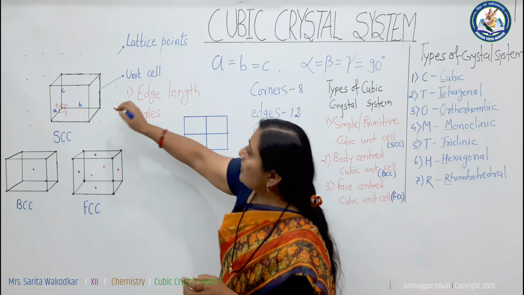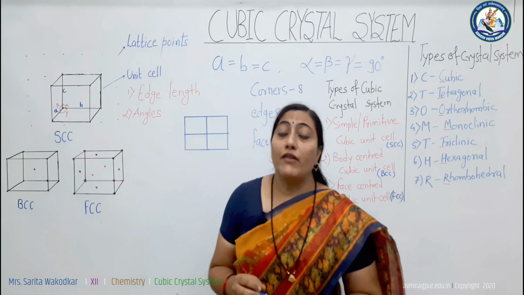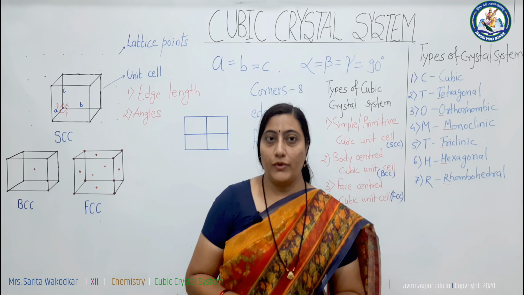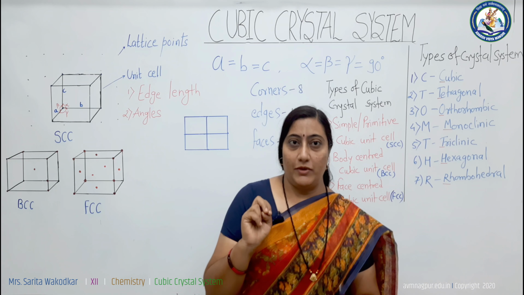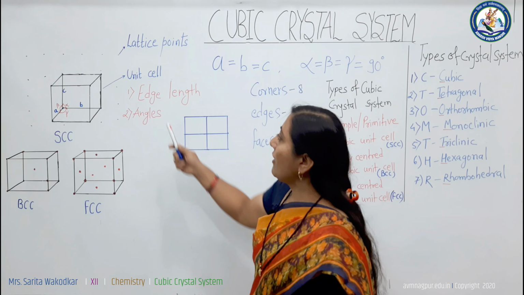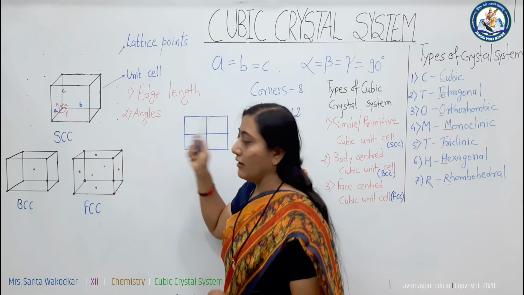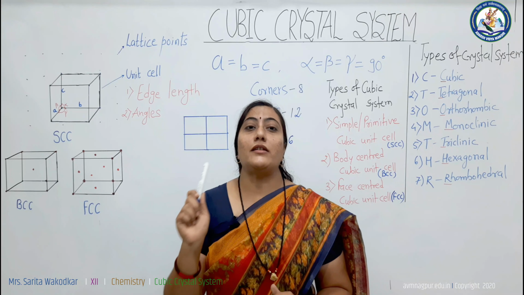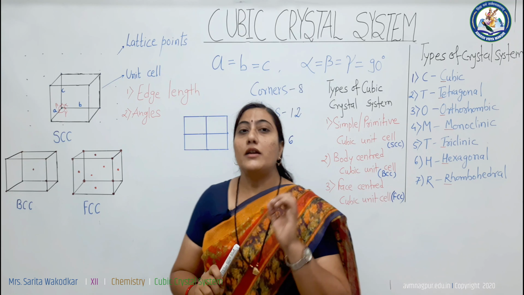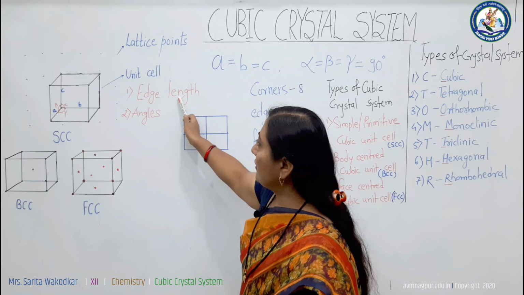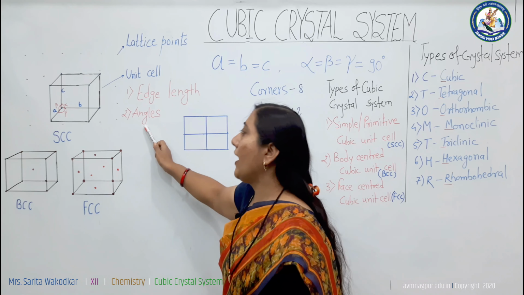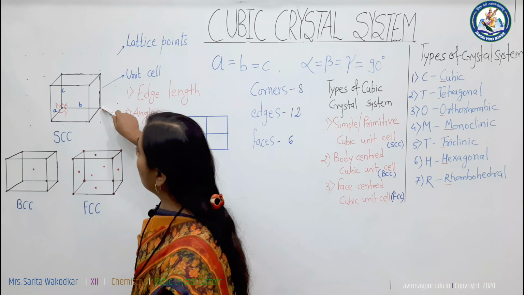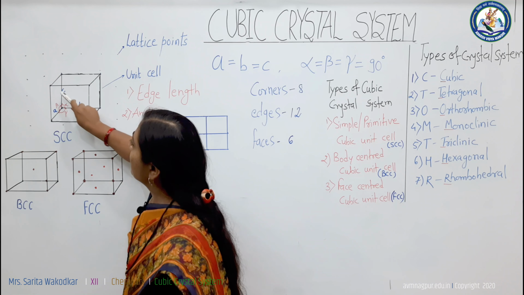Okay. Now, this unit cell is divided into 7 types of crystal structure depending upon 2 parameters. Those parameters are edge length and angle. The crystal system is divided into 7 types depending upon the edge length or dimensions and angles. Edge length, see here, this is the edge length denoted by A, B, C.